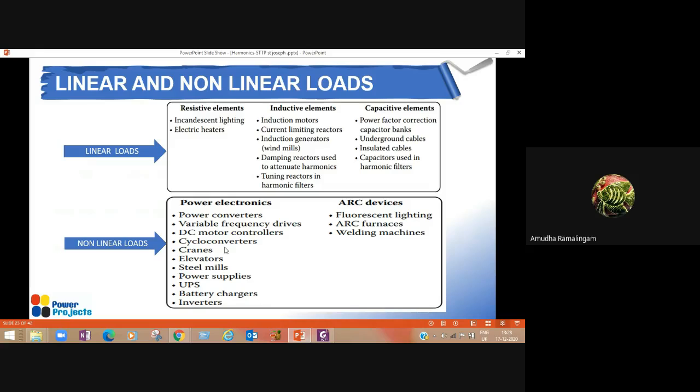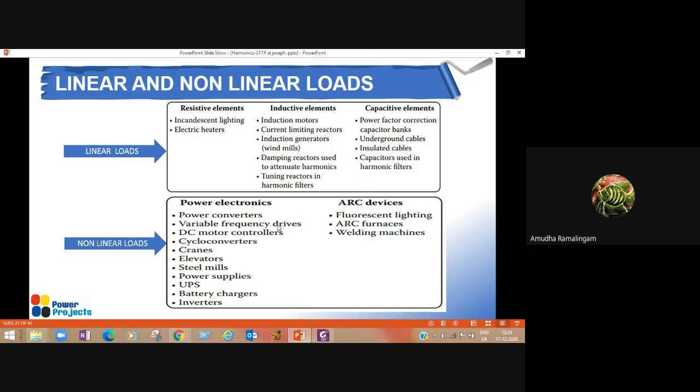Regarding what type of loads come under linear and what type of loads come under non-linear loads: whatever RLC components we see used for lighting or heaters or motors or power factor correction capacitors, all RLC elements come under linear loads. Most of the time we think inductance and capacitance may cause harmonics. No, that is totally wrong actually. The RLC components come under linear loads only.